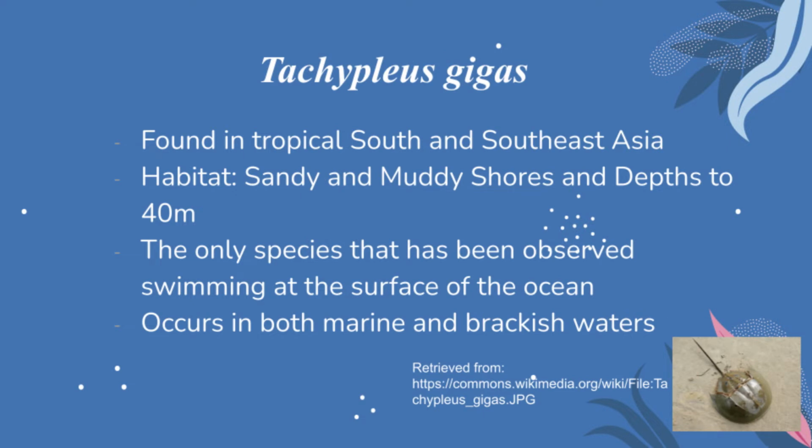The first species is Tachypleus gigas. It is found in tropical South and Southeast Asia. This species' habitat is sandy and muddy shores, at depths to 40 meters. This species of horseshoe crab is the only species that has been observed swimming at the surface of the ocean. Tachypleus gigas occurs in both marine and brackish waters.